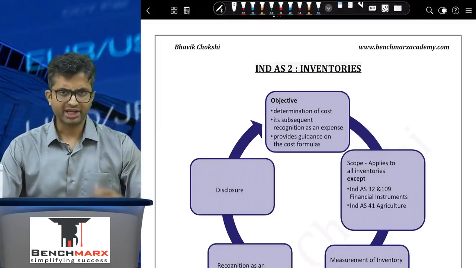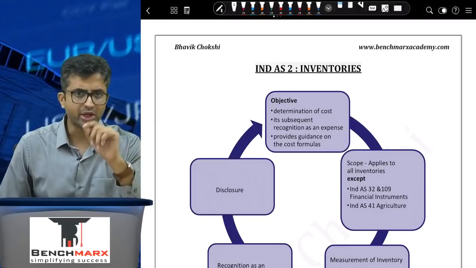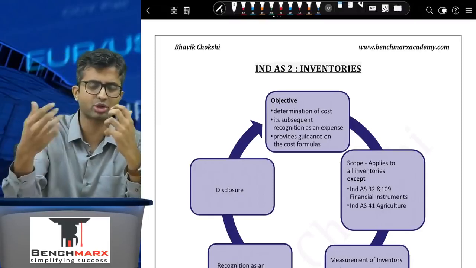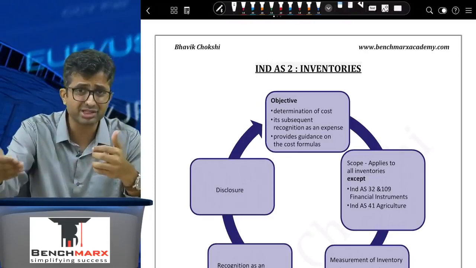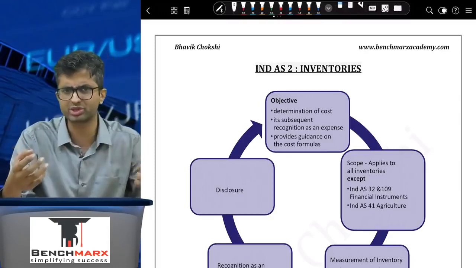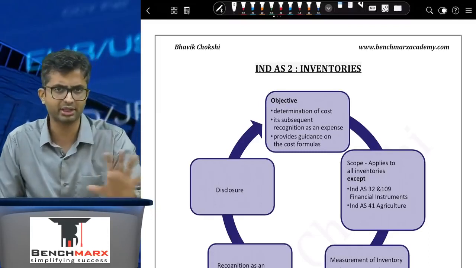Okay, so we'll go to the asset linked part, which is starting with inventory, that is Ind AS 2. Inventories are items which you are holding for sale in the ordinary course of business, which includes finished goods and stock in trade, also includes raw materials, work in progress, stores and spares if they don't meet the PPE criteria, for example.